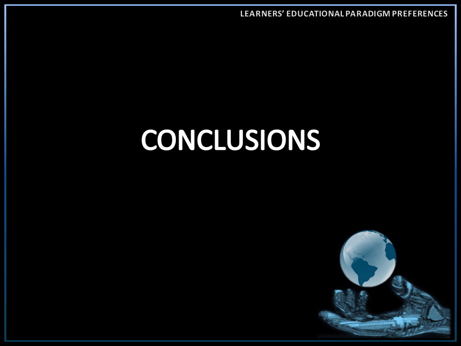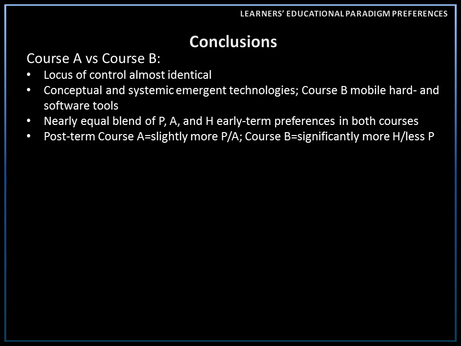And now some conclusions. In comparing Course A to Course B, it was noted that the locus of control was almost identical in both settings. Although both courses were about using conceptual and systematic emergent technologies for online learning, only Course B included the use of mobile, hardware, and software tools. There was a nearly equal blend of pedagogical, andragogical, and hudagogical preferences in both courses when the term began.